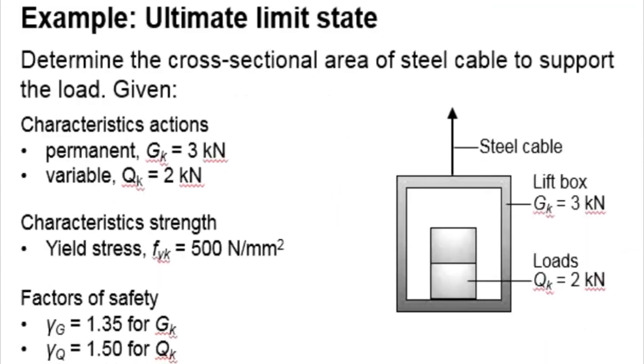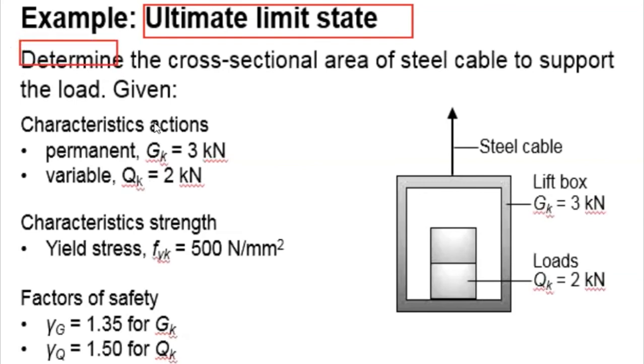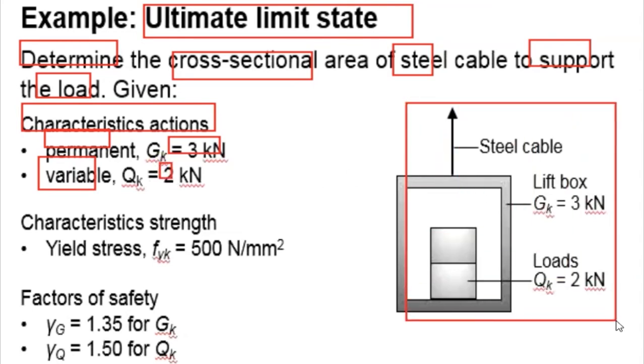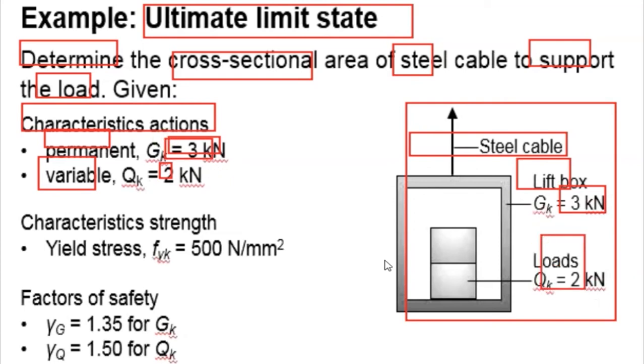For example, for the ultimate limit state, determine the cross-section area of the steel cable capable of supporting the given load. Now you are given the characteristic action, or characteristic load. For the permanent or dead load it is 3, and the live load is 2. The nature of the load is as seen. Now the steel cable is this one, the dead load, GK, which is this one, and the live load, which is this one.